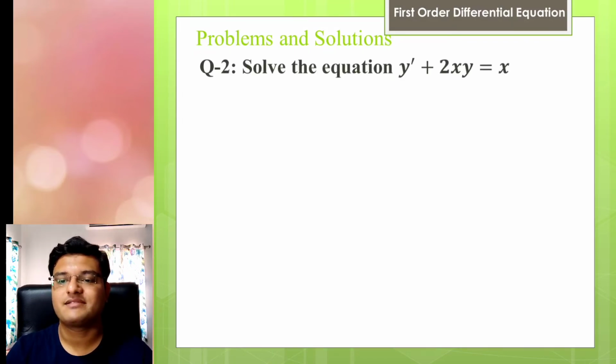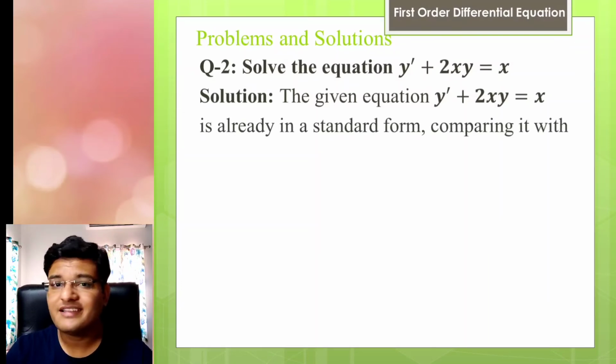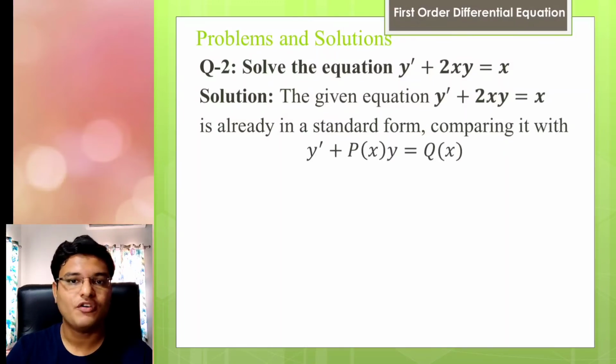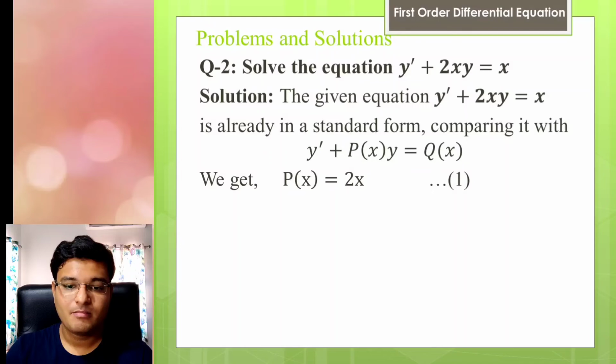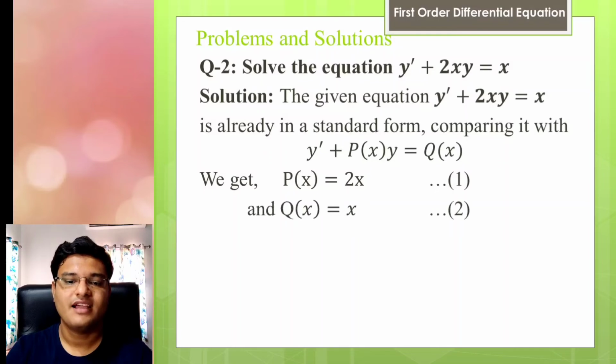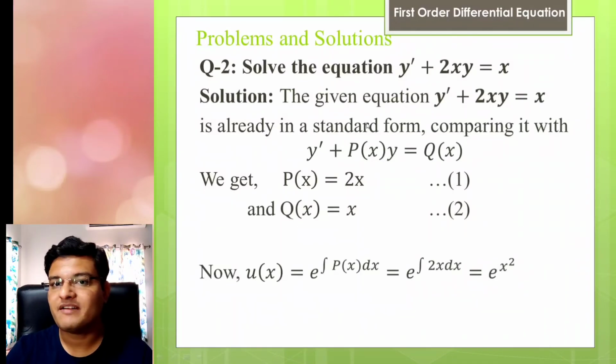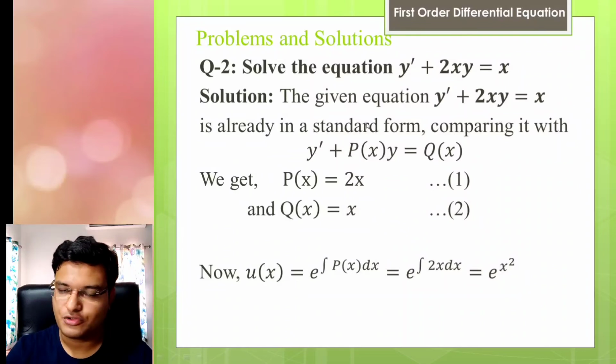Solve the equation y dash plus 2xy is equal to x. Let's start the solution. The given equation y dash plus 2xy is equal to x is already in the standard form. Comparing it with y dash plus p of x into y is equal to q of x, we get p of x is equal to 2x, name that equation 1, and q of x is equal to x, name that equation 2. Now u of x is equal to e to the power integration of p of x dx.